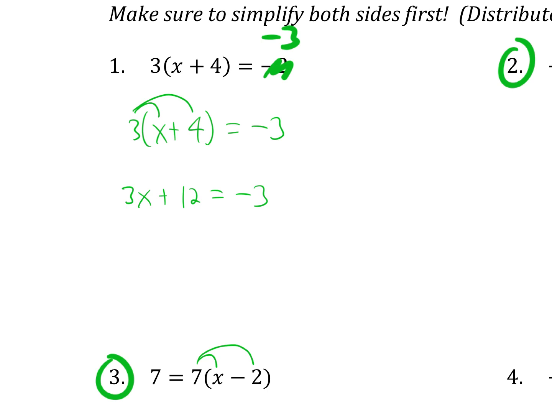Any addition or subtraction to take care of here? Yeah, we got to get rid of that plus 12. What's the opposite of adding 12? Minus 12. So we get 3x equals, so now we have negative 3 minus 12 is going to be negative 15. And now when you get rid of the 3, how do we do that? Divide by 3. So we get x equals, what's negative 15 divided by 3? Negative 5.